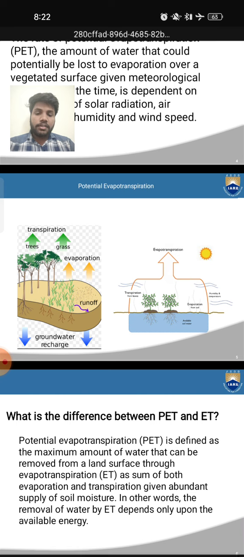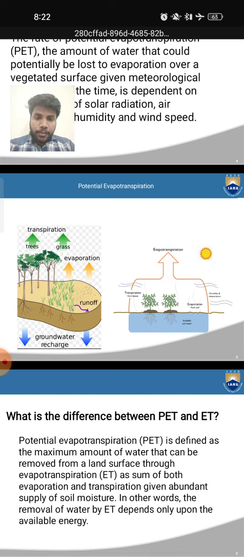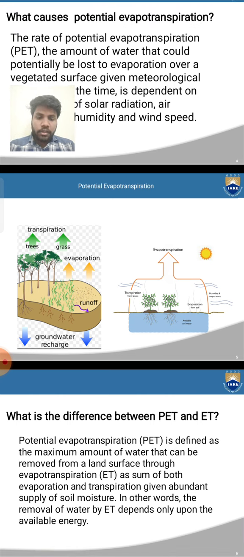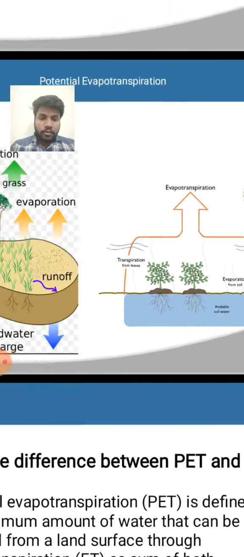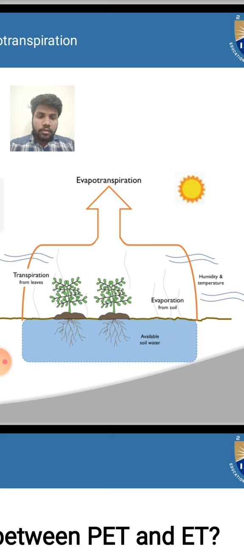In this, we can see transpiration, evaporation, and groundwater recharge. Transpiration from leaves, humidity and temperature, and evaporation from groundwater or soil or available water.